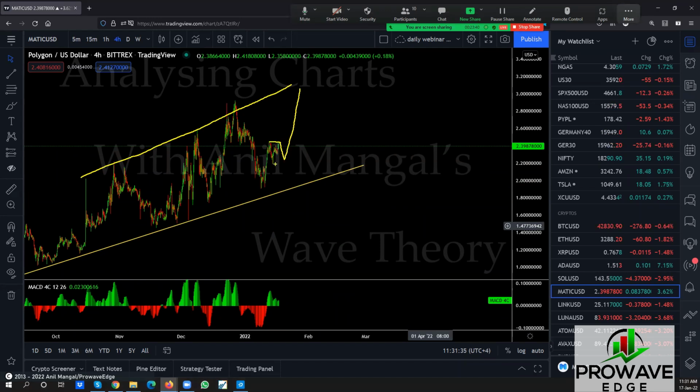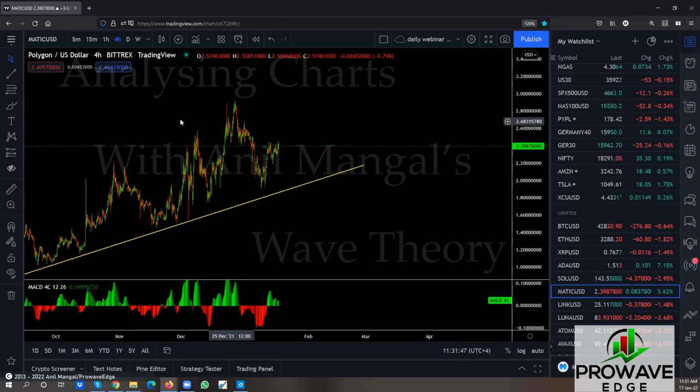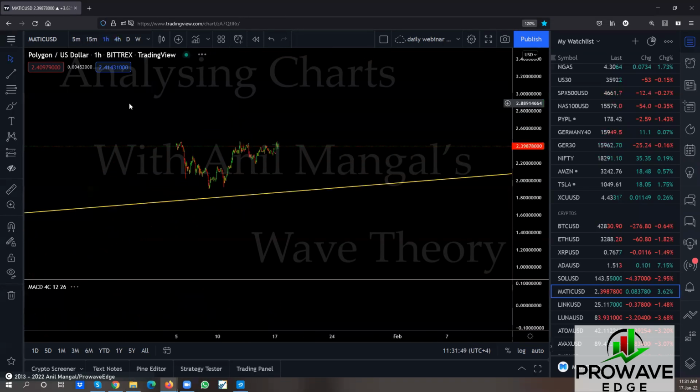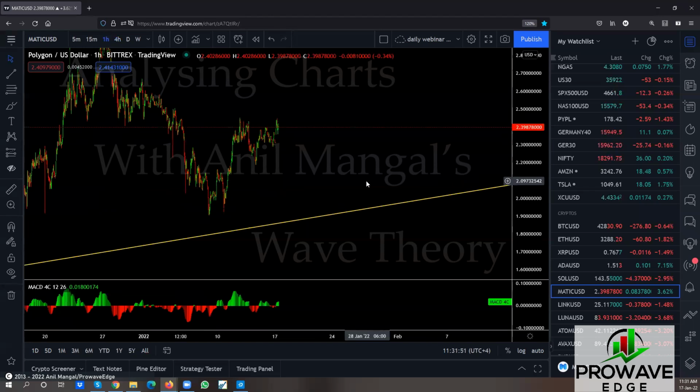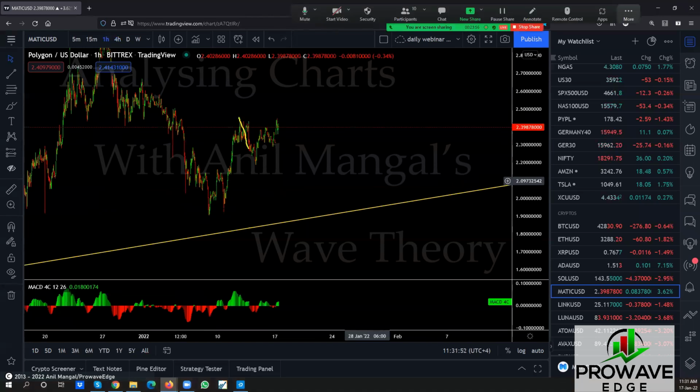This would be a flat, right? So you want it to pull back there and then go up. Let's see if we have it on the 1 hour. Yep, I would let it pull back first. You've got this move down, you've got this move up, let it come back to this level, make a flat, and then you're looking for this move up.